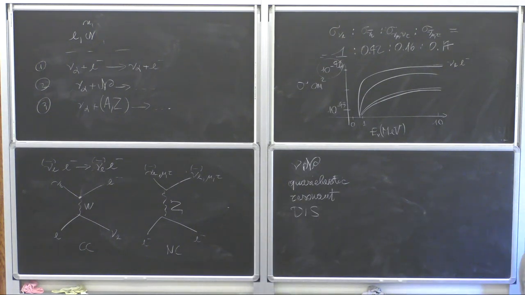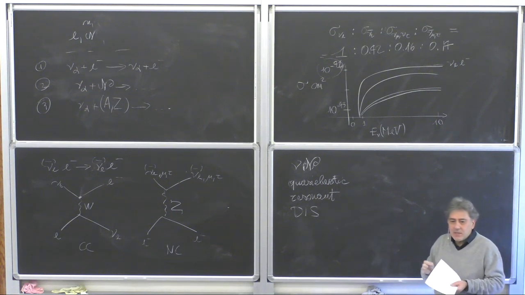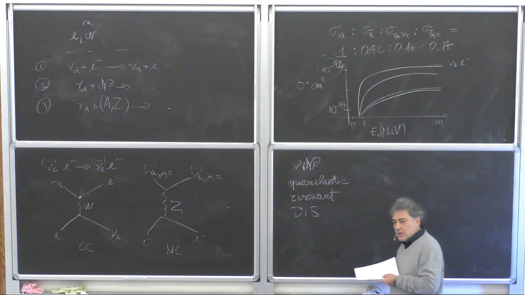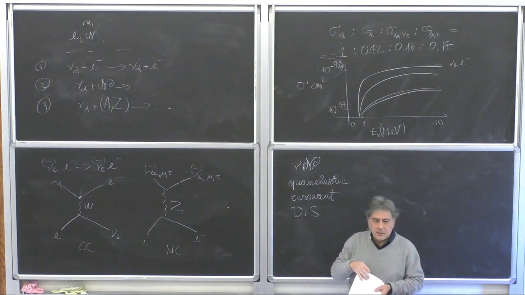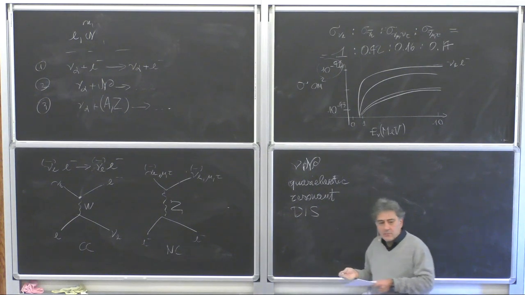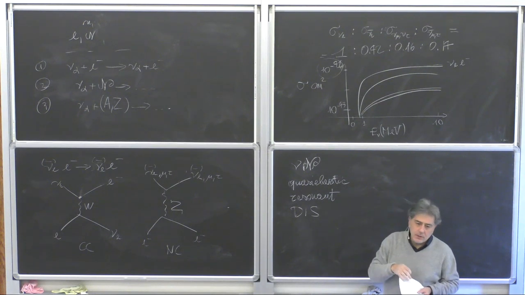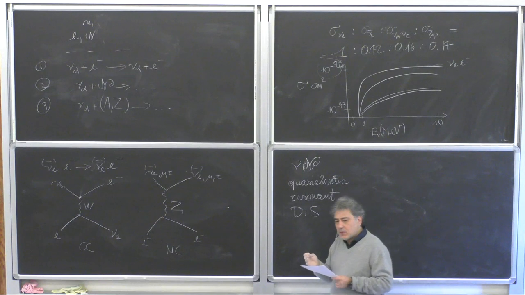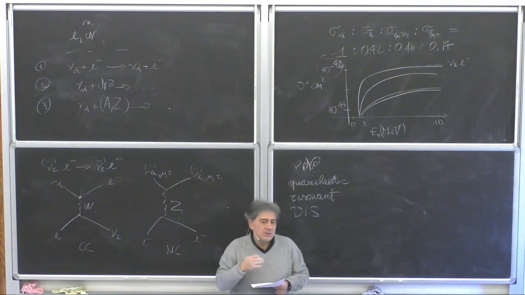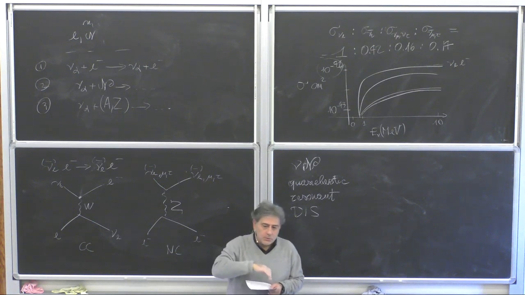Quasi-elastic means that it's not elastic, because elastic means you have a neutrino in the beginning, a neutrino in the end, a nucleon, for instance, a neutron in the beginning, a neutron in the end. Quasi-elastic is because actually this is a charge current, so the neutron goes into a proton or proton into a neutron.